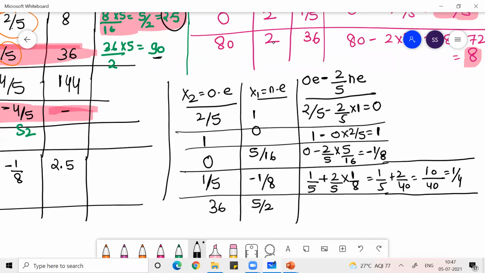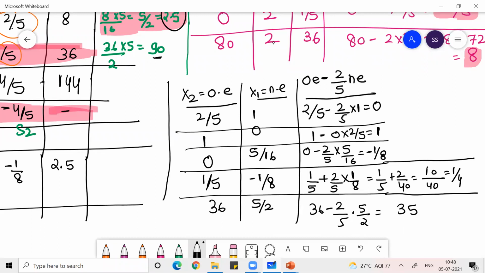So then 36 minus 2 by 5 into 5 by 2. So this is equal to 35. So that is the new value of x2. So you can just write very simple steps, guys. The same steps will keep on repeating.